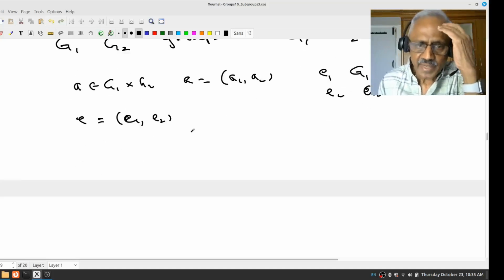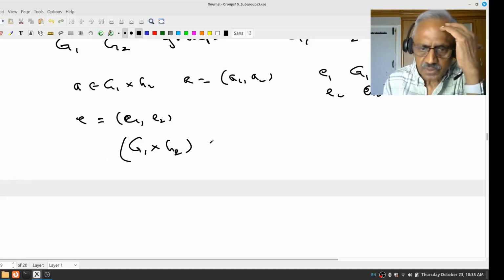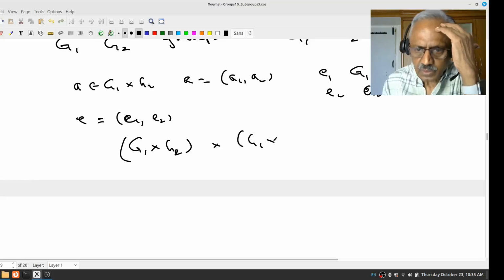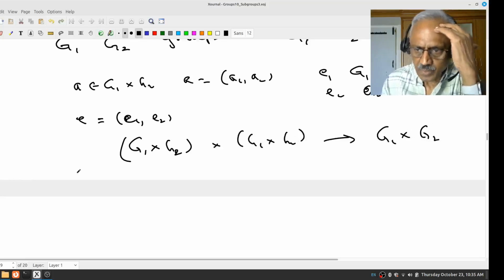What I want to show is there is a natural binary map, that is, from (G1 cross G2) cross (G1 cross G2) to G1 cross G2. There is a binary operation.